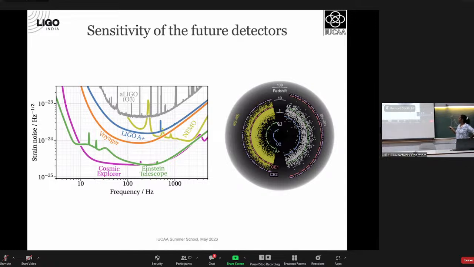But as you see, A plus is here, O2 is here, and we're somewhere in between. As you can see, our reach in redshift to detect binary black hole mergers and neutron star mergers keeps increasing for future detectors. C1 is Cosmic Explorer 1, and C2 is Cosmic Explorer version 2 that is being projected.